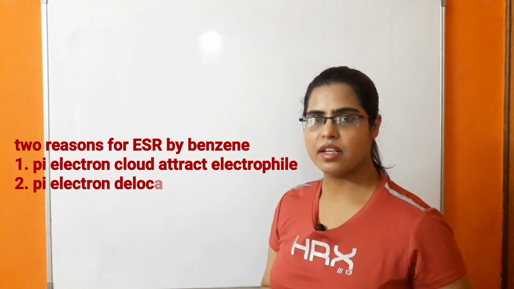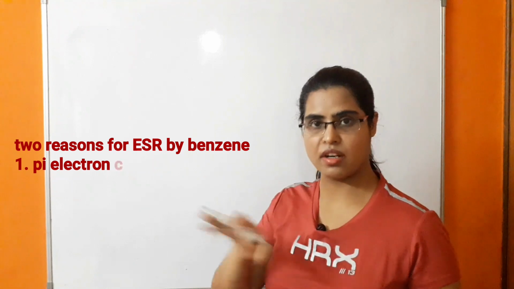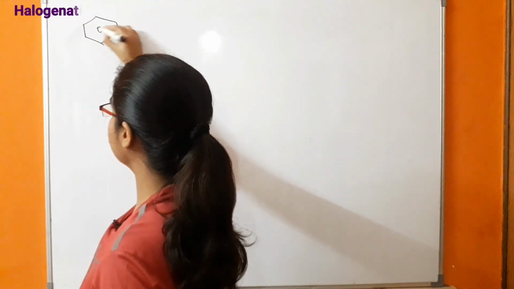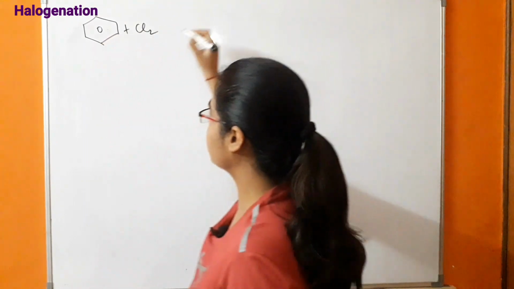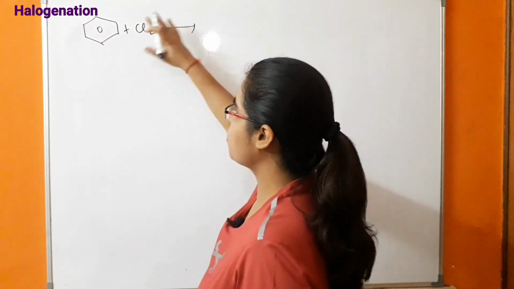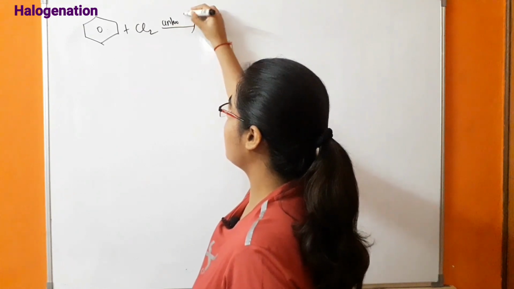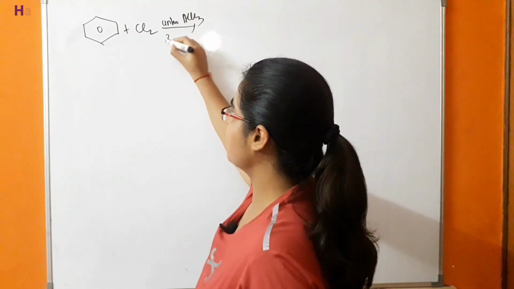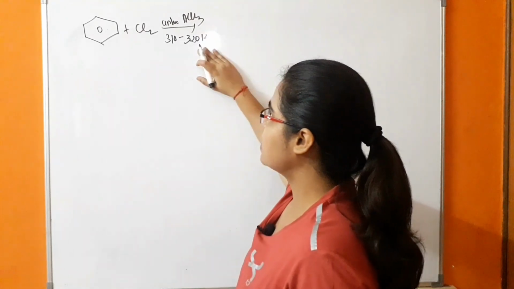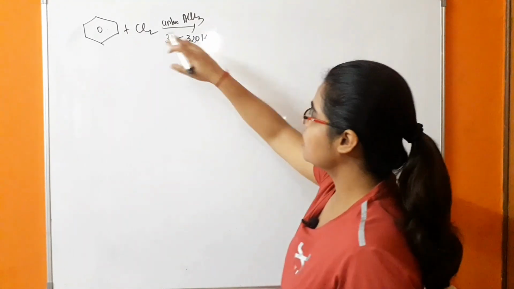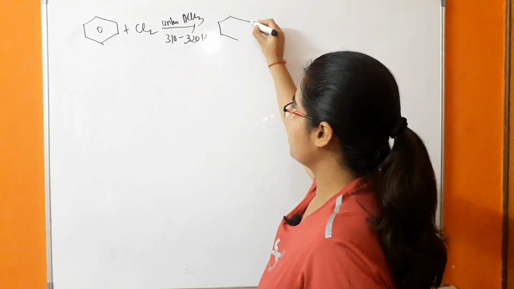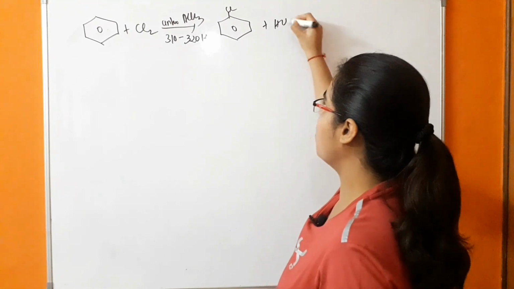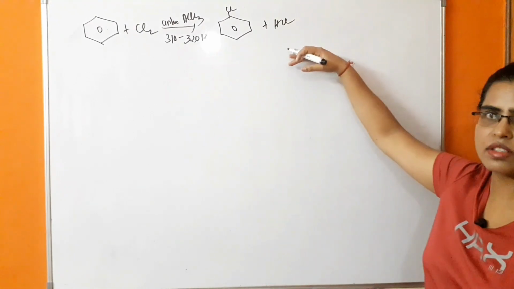Before writing the mechanism, first of all you have to write the general reaction. So what is happening in halogenation? First of all, benzene is reacting with electrophile in the presence of catalyst, that is anhydrous AlCl3, and the reaction is taking place at very low temperature, that is 310 to 320 Kelvin. So because of that, there is a formation of chlorobenzene and removal of HCl. This is an electrophilic substitution reaction.